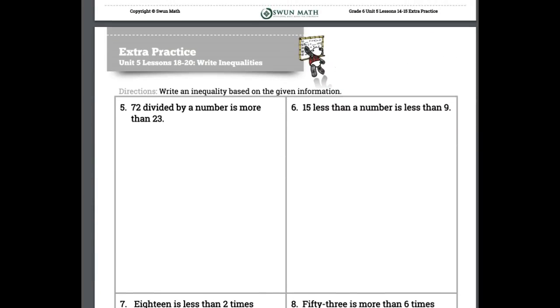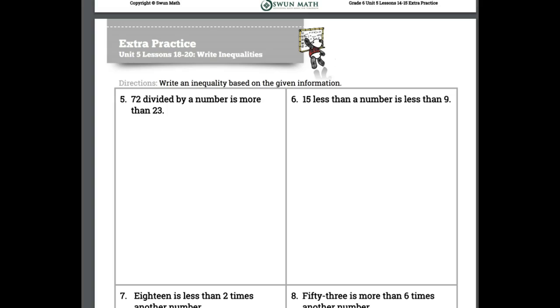Okay. Now taking a look at 5 and 6. I want you to read these, code them, write your inequality. Take 2 minutes, pause the video here for 2 minutes, and then check back in and see how you did. Ready? Begin.